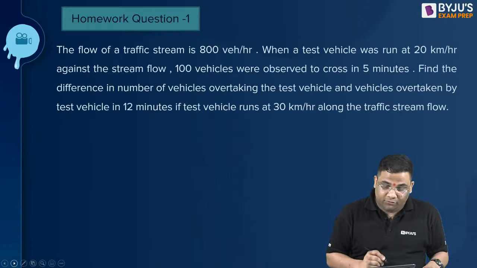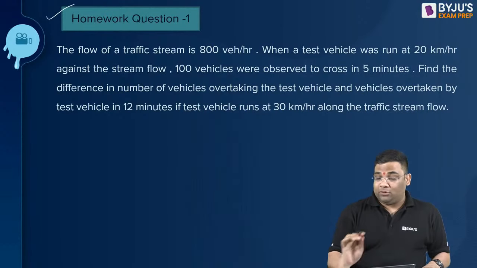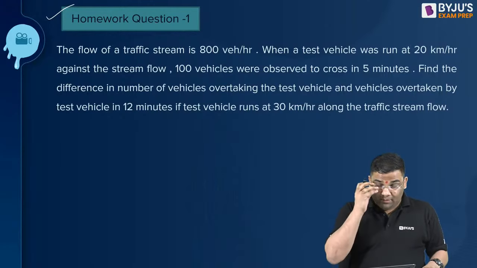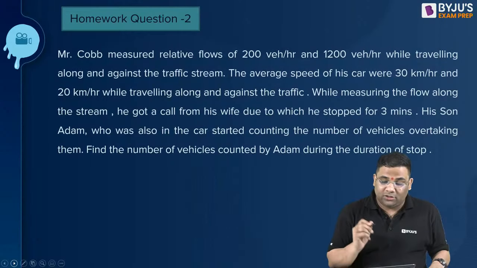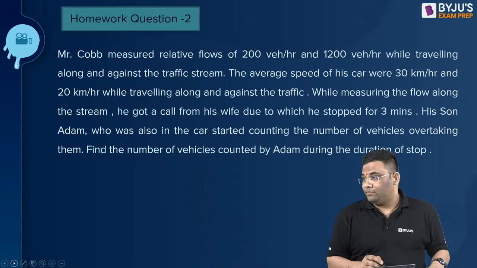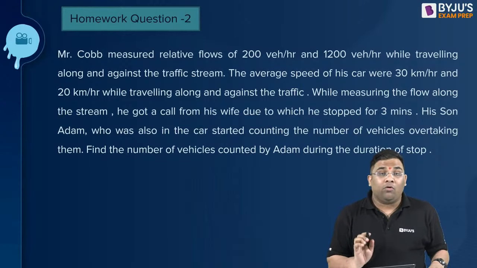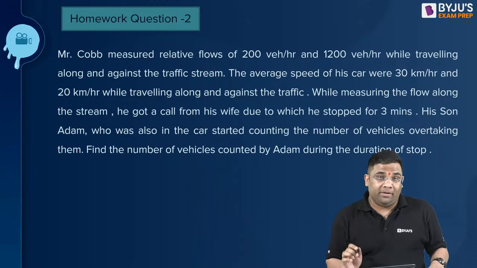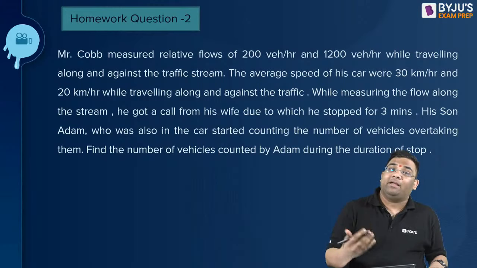This is your homework number 3. I can say homework 3 and 4 are there. Homework number 1, this question also I framed using the same concepts, but the question will be different, so you have to apply your brain. And this is homework number 2. So we have 4 homeworks. All the 4 homeworks you have to solve and mention your answer in the comment section, and also mention in detail what you understood from this floating car method.